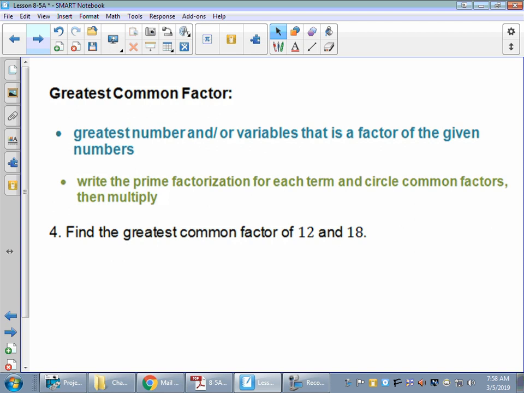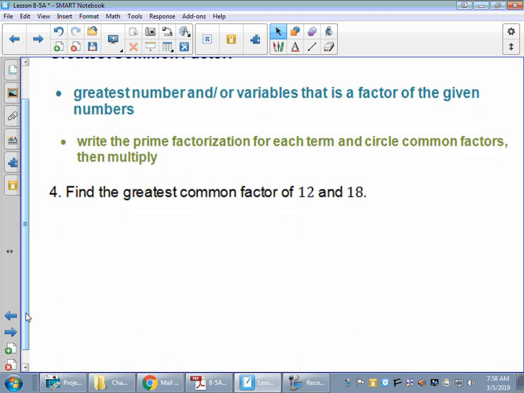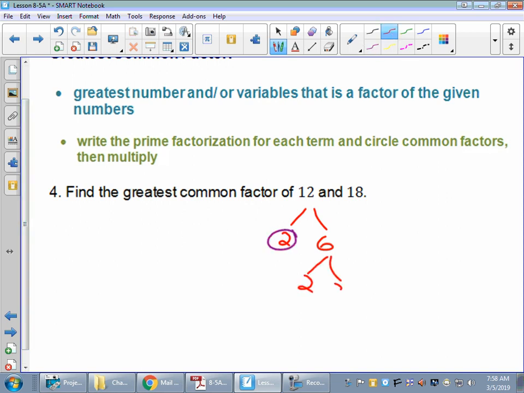Okay? So going back to that now, let's look at number 4. Find the greatest common factor of 12 and 18. So let's go ahead and do that. If I look at 12, if I just factor those out, I'm going to go 2 times 6. We've got 2 is prime. And then 6 is going to be 2 times 3. And those are both prime. So we're in good shape. So for 12, I'm looking at 2 times 2 times 3.